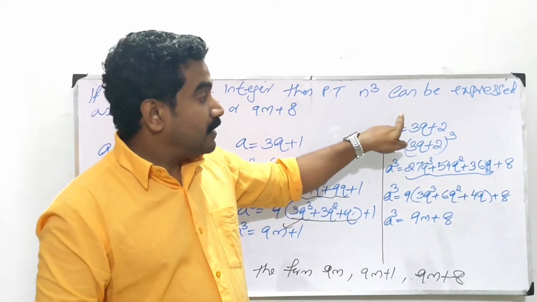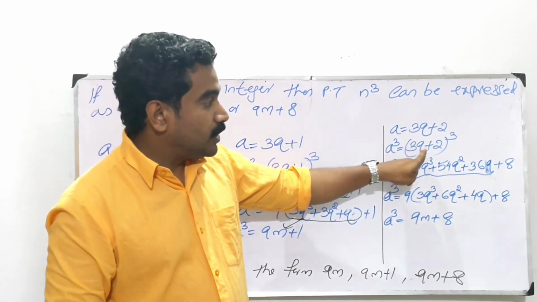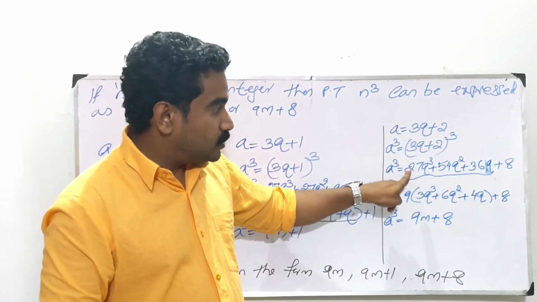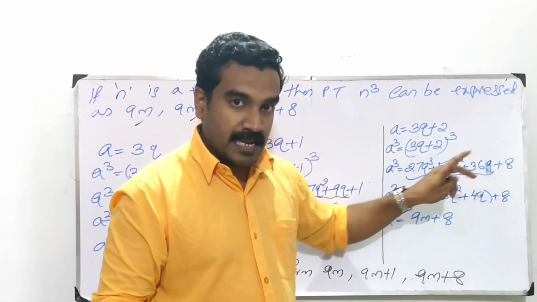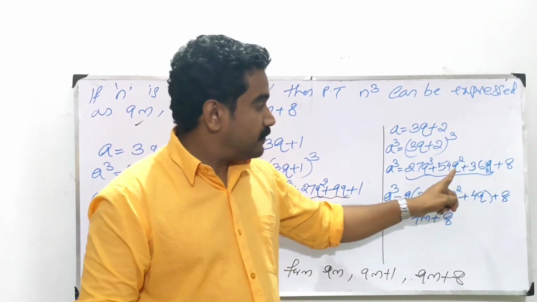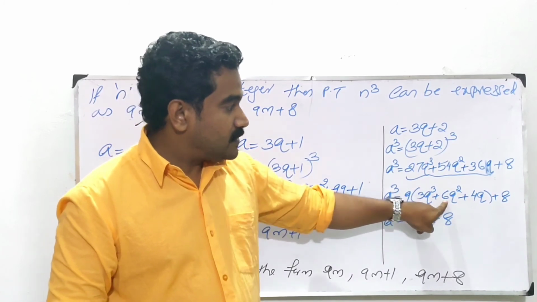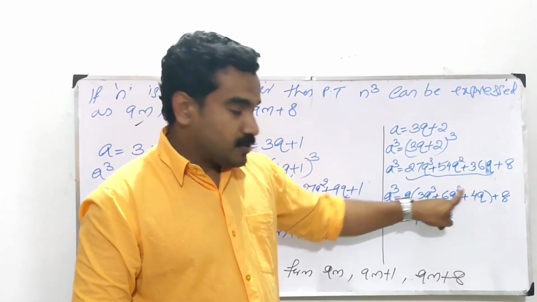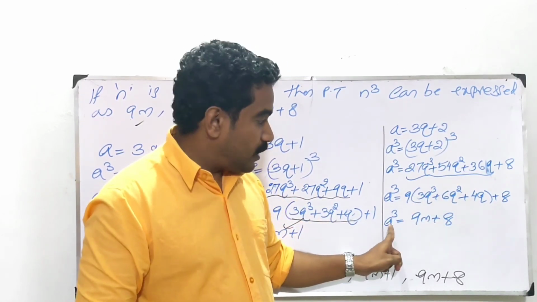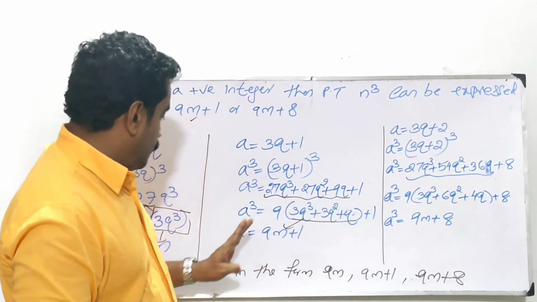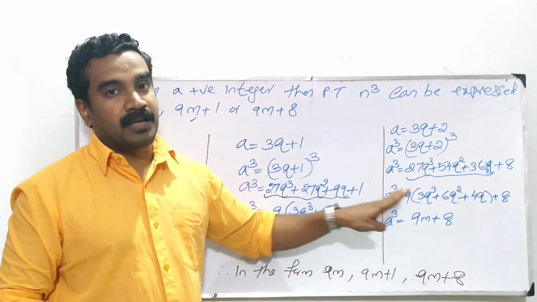What is the third case? a equal to 3q plus 2. In the same way we take the cube on both sides. a cube equal to 3q plus 2 whole cube, that is a cube equal to 27q cube plus 54q square plus 36q plus 8. From the first three terms we take 9 as common. 27 is 9 into 3, 54 is 9 into 6, 36 is 9 into 4. So 9 into something plus 8, this something we take as m, so a cube equal to 9m plus 8. So we are expressing it in the form 9m, 9m plus 1 or 9m plus 8.